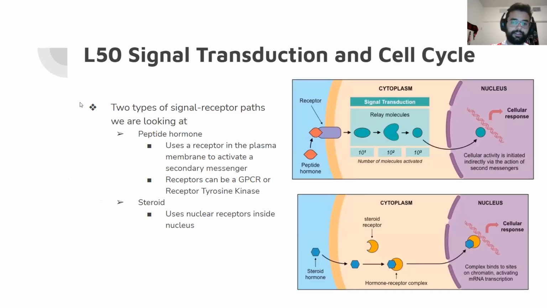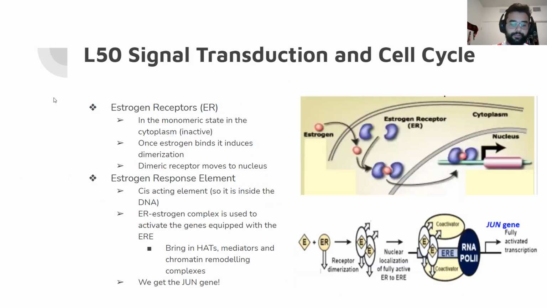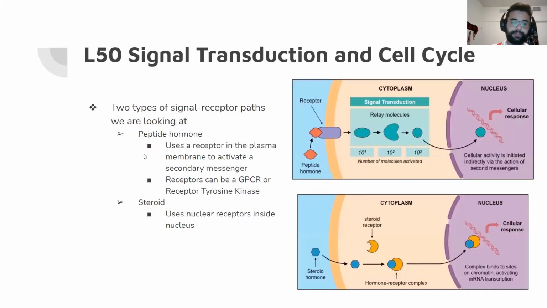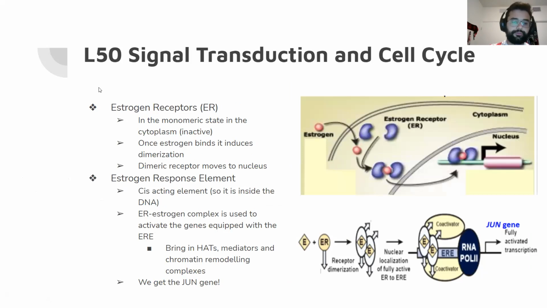So there's two types of signal receptor paths that we're looking at. We talked about this a little bit before for exam 3. Our peptide hormone is going to use a receptor in our plasma membrane, and the receptor can be our GPCR, G protein coupled receptors, or receptor tyrosine kinases, or it can be a steroid, which just uses nuclear receptors inside the nucleus to act as a transcription factor. So talking about our estrogen, our estrogen receptor acts as a transcription factor, basically.